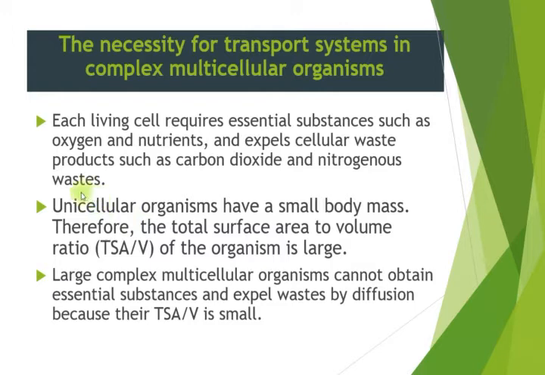So let's repeat this sentence. Unicellular organisms have a small body mass, so they also have a small volume of the body. Therefore, the total surface area to volume ratio, that refers to the TSA per V of the organism, is large. In the next slide, I will explain about the TSA per V.